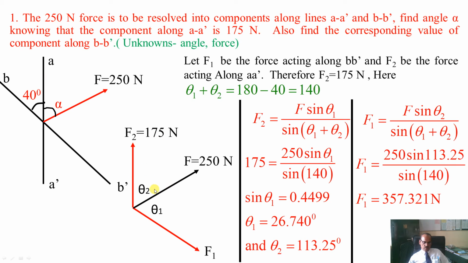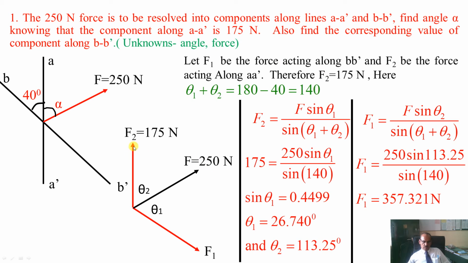That is 175. So I will write down theta 1 plus theta 2. See, theta 1 plus theta 2 will be equal to the total angle. How much is it? This is 180 minus 40, that is equal to 140. You try to understand. This total is theta 1 plus theta 2. It will be how much? Total angle is 180 minus this 40. You will get theta 1 plus theta 2 is 140.